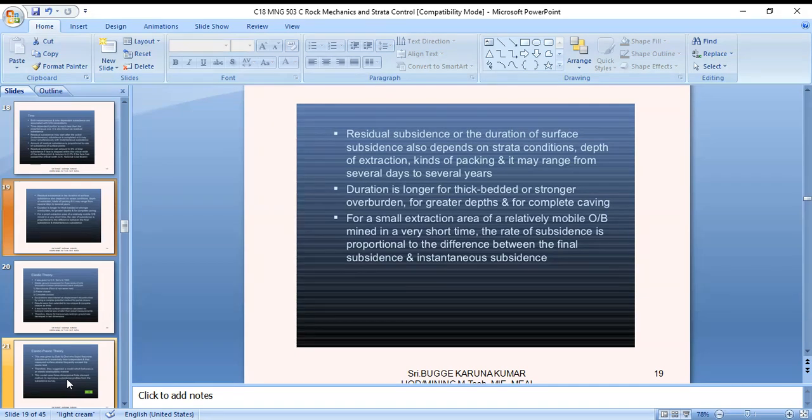So residual subsidence, or the duration of the surface subsidence, also depends on the strata condition, depth of the extraction, and kind of packing, and it may range from several days to several years. Duration is longer for thick bedded or stronger overburden, for greater depth, and for complete caving. For a small extraction area, the relatively mobile movement may end in a very short time. The rate of subsidence is proportional to the difference between the final subsidence and instantaneous subsidence.